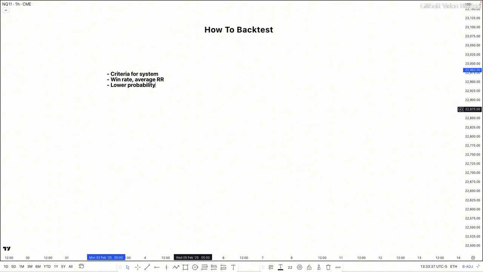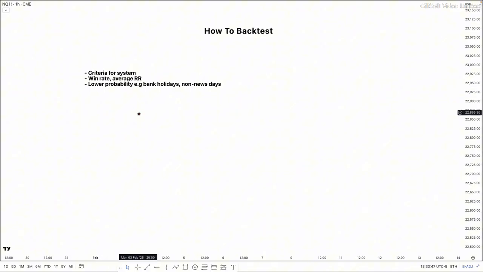So bank holidays, non-news days, etc. So you need to know whether your model is going to work on days like this, or whether removing your trading from days like this will increase your win rate and RR.